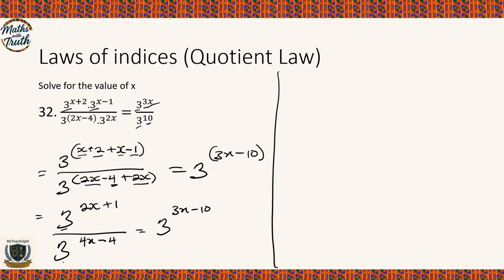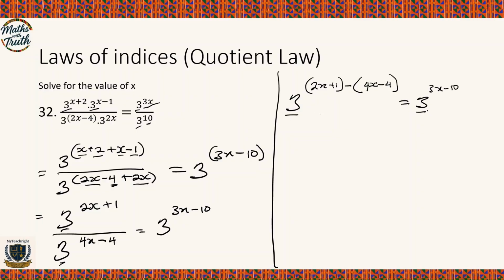Now then, we have x, we have 3, and so we can apply the quotient law of indices because the bases are the same and they are dividing each other. So we have 3, we maintain the base, and the exponent is the index of the numerator, that is 2x plus 1, minus the index of the denominator, that is 4x minus 4, is equal to 3 exponent 3x minus 10.